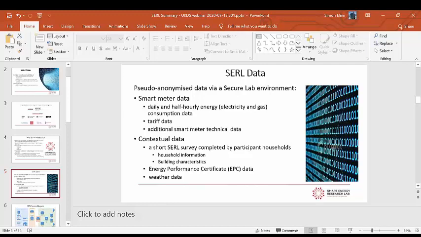So we currently have a short SERL survey, which is completed by all our participants, which are households, and that provides some really useful household information, some socio-demographics, and it also tells us some characteristics of the physical property of the building itself. So, what the walls are made of, what type of boiler they might have, and so on. We also can get access to energy performance certificate data, and we link that to the other data we hold in SERL on a household level, or building level, address level. And we can also link in some weather data, so things like external temperature, solar irradiance, and so on.